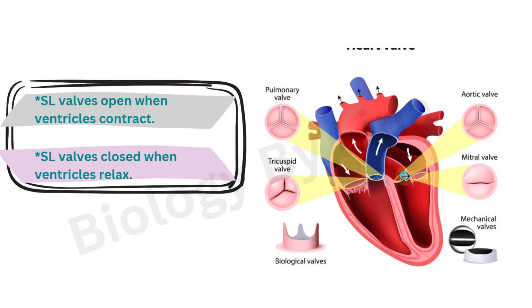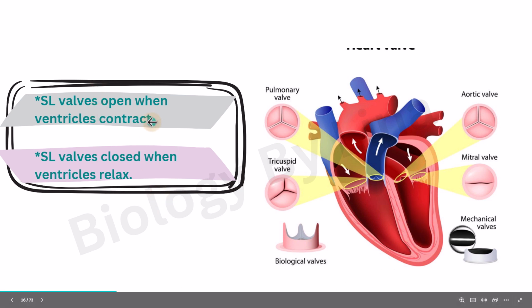What about the other valve, which is named the aortic valve? The aortic valve is located between the left ventricle and the aorta, the large blood vessel. It allows blood to move from the ventricle to the aorta when this valve is open. And when the heart is relaxed, when the ventricle is relaxed, this valve is closed in order to prevent the flowing back of oxygenated blood from the aorta to the left ventricle.